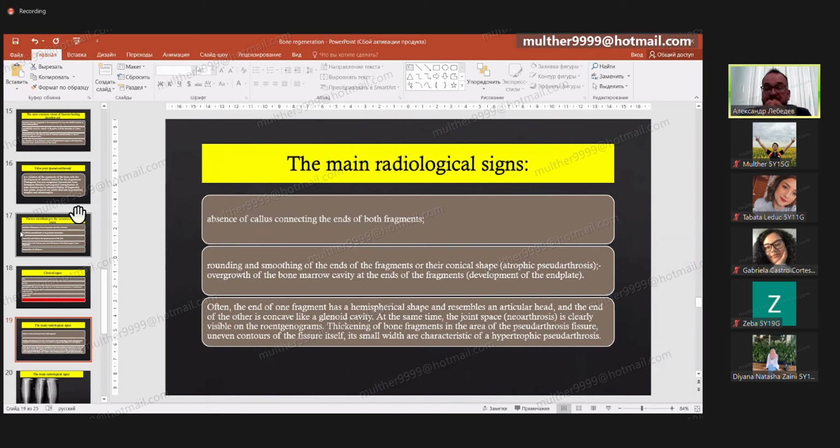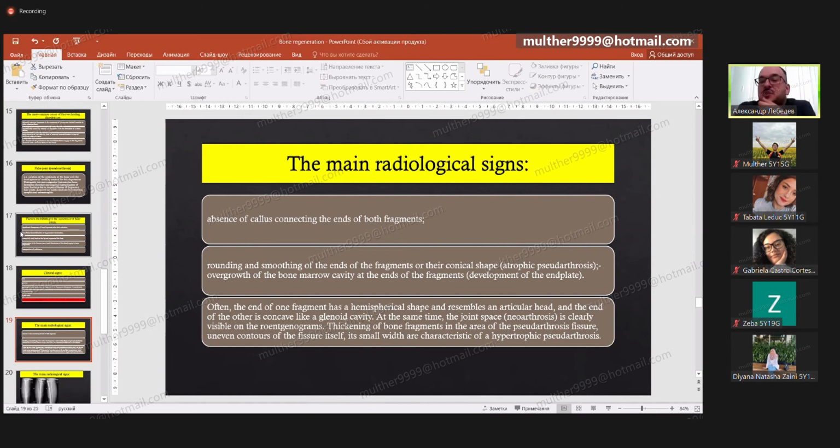Radiological signs. On the X-ray, you don't see any union of the fracture. You see the line of the fracture. You see the sclerosis of the bone fragments. You see new bone spurs. You see obturation of the bony canal. You can find some subperiosteal cysts and some others.